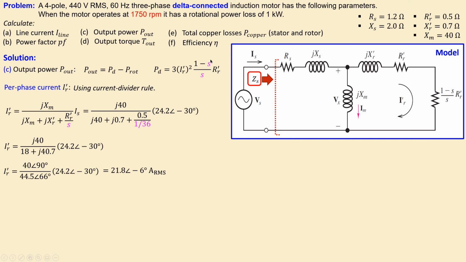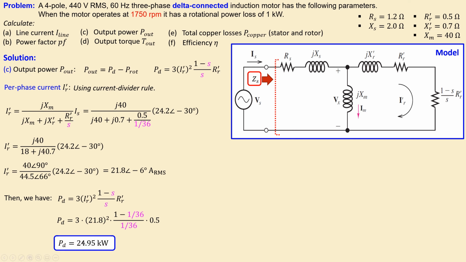So we have now the necessary information for our PD, which is the developed power. The developed power will be just using this formula again. You substitute the value, of course you take the magnitude of the IR prime and our slip value, and also the resistor value of R prime here, which is 0.5. You can see that in the information here. Now you will get 24.95 kilowatts.